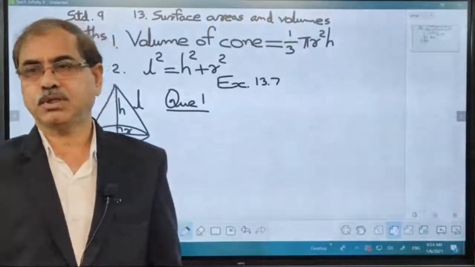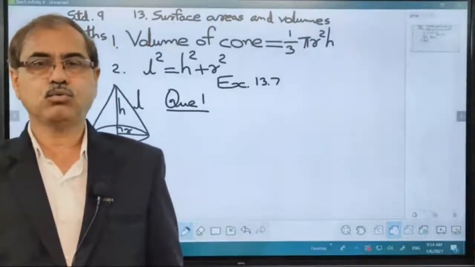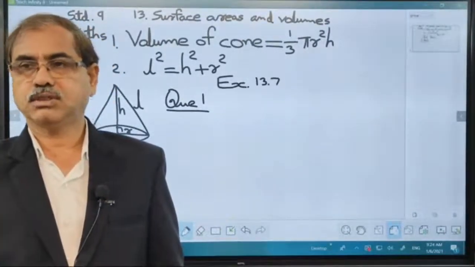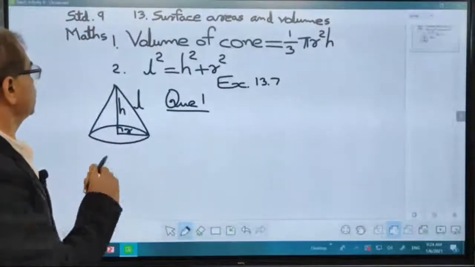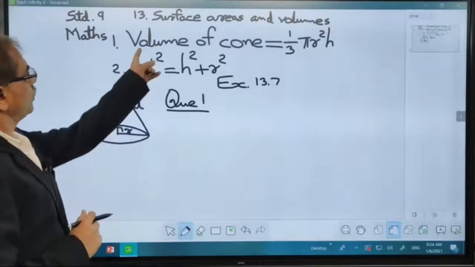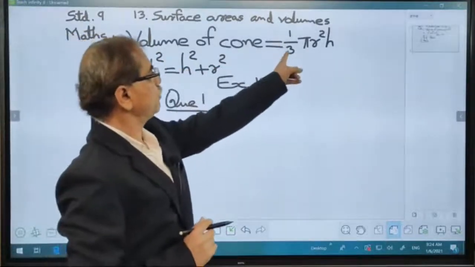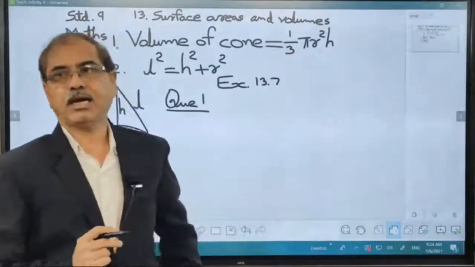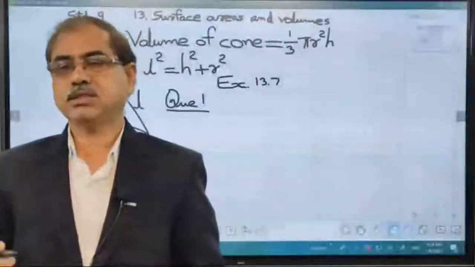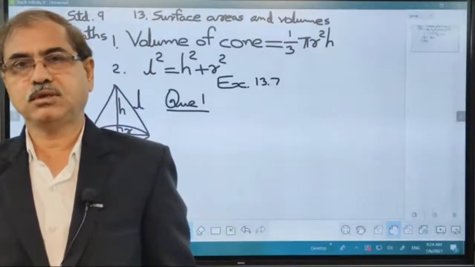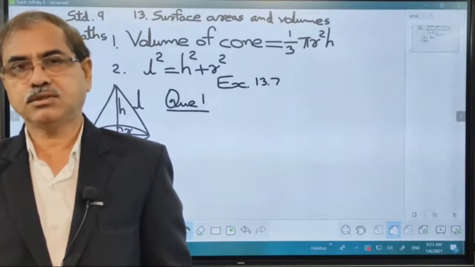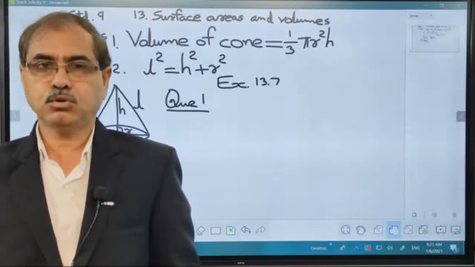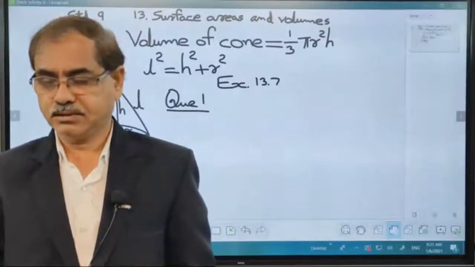Our main topic is how to find out the volume of the cone. So that is the first formula you can see on the screen. The first formula which I have written here is volume of cone is equal to 1 upon 3 pi r square h. This is the formula we shall be using to find out the volume of cone. You must learn it, then only you will be able to solve questions of this exercise.